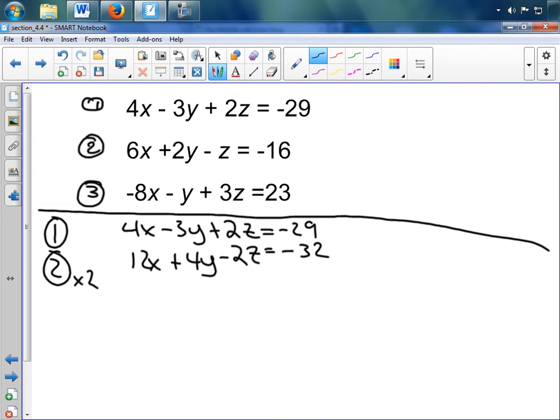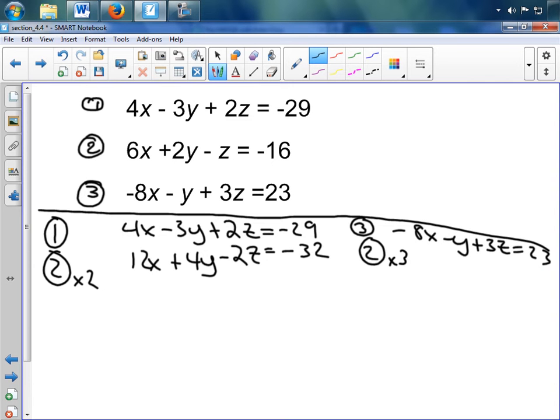Okay? Now remember, I still have to do something with equation number 3. I'm probably going to take 3 and 2 together. And what am I going to do to number 2? I'm going to multiply it by 3. Again, you might have done something different. So number 3, I didn't do anything to it. 8x minus y plus 3z equals 23.